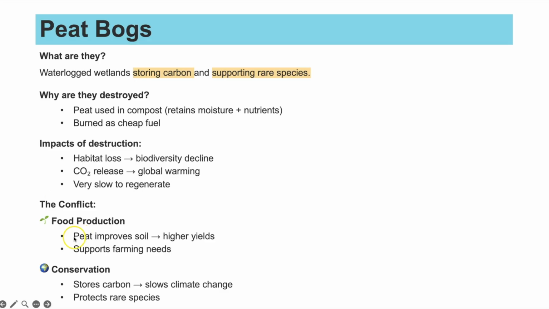So the conflict we have here is, yes, it's useful to have higher quality soil so we can grow more crops for higher yields and it supports farmers. But we have to bear in mind that having these carbon stores is really important because it's going to reduce the rate of climate change and it's protecting rare species.